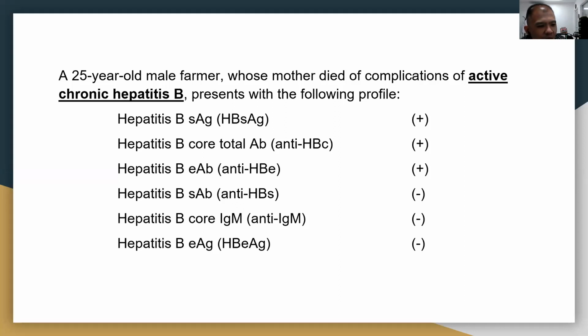I was confused in the first case. When I recalled, I interchanged the results. So for the first case, the answer is it's either immune clearance or immune tolerance. For this case, since you are negative already in HBe, then it's a carrier or reactivation phase, right? Do you agree?